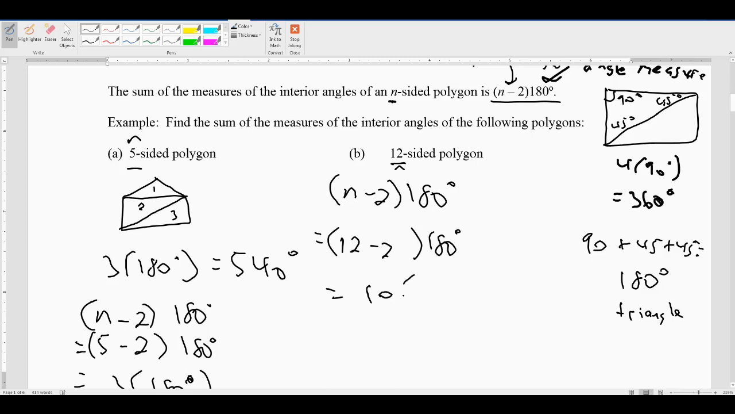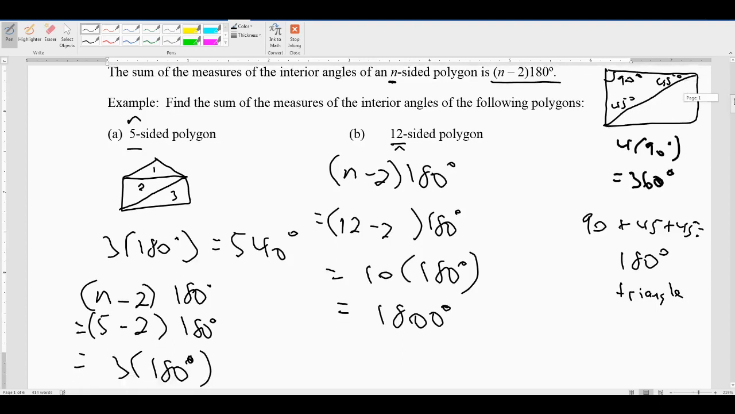12 minus 2 is 10. And 10 times 180 is 1800 degrees. Now, if this were a regular polygon, I could find the measure of each angle for either one of them.